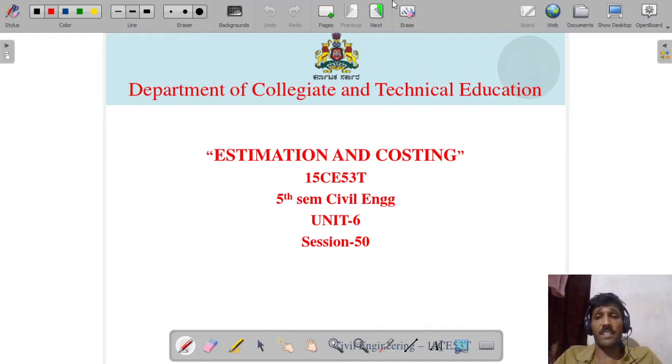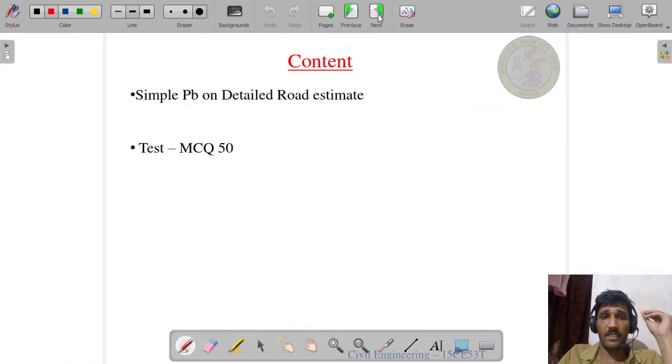In this session, I will discuss the concrete road estimations for some items, not all items. Some items were discussed in previous sessions. So in this session, I will take one simple problem. The contents are: simple problems on detailed road estimations, concrete road estimations, and then multiple choice questions regarding this session.